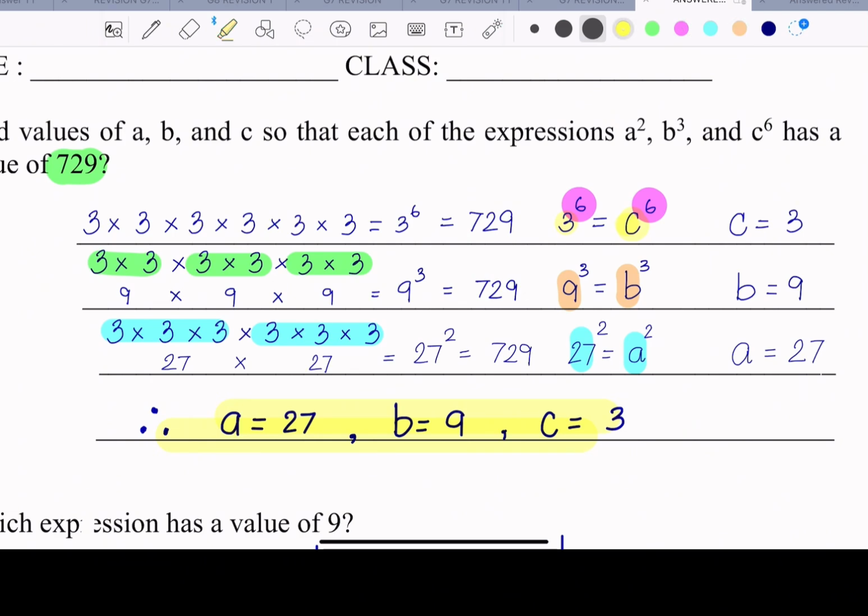Therefore, a is equal to 27. So finally, a is equal to 27, b is equal to 9, and c is equal to 3.